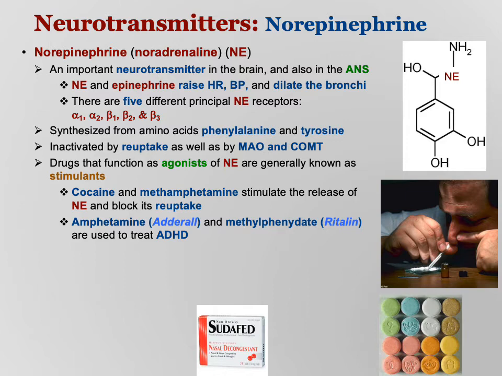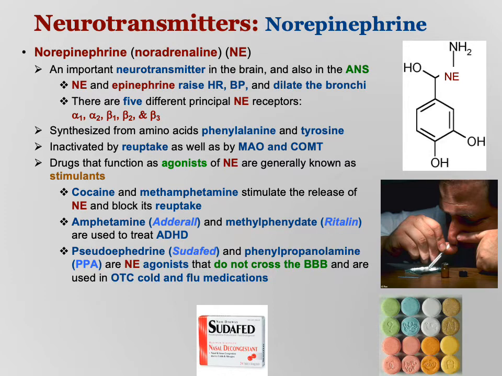And that happens to people on cocaine and methamphetamine. They don't have a good sense of what they're doing. They don't have good judgment. So pseudoephedrine, which is sold as Sudafed, and phenylpropanolamine, PPA, are norepinephrine agonists that do not cross the blood-brain barrier. They're used in over-the-counter cold and flu medications.